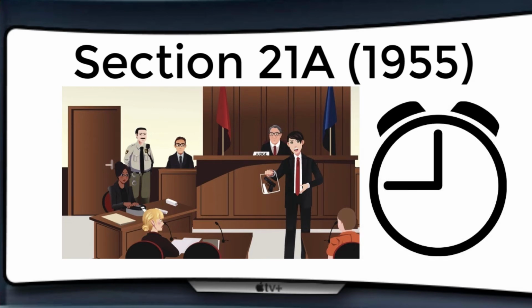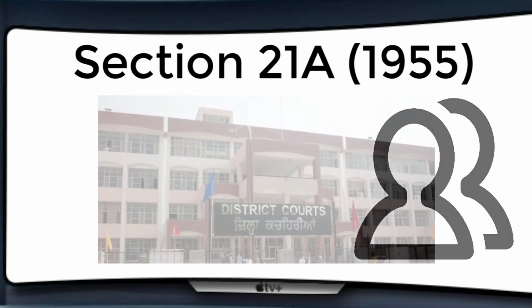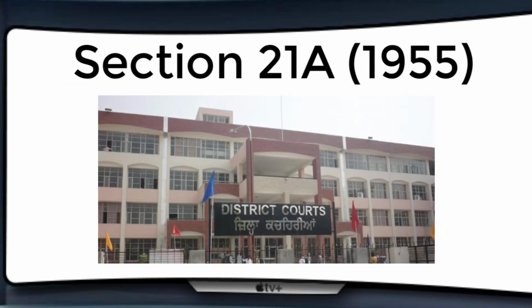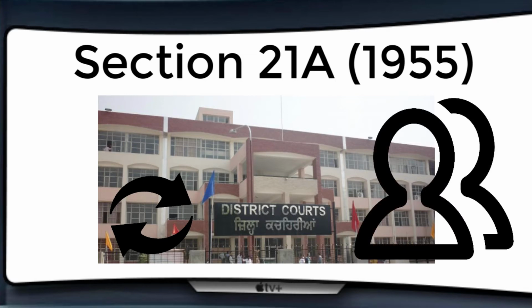Okay. And secondly, if the same petitions are presented to different district courts, then what could be done? The petition which is presented later shall be transferred to the district court in which the earlier petition was presented. And both the petitions shall be heard and disposed of together by the district court in which the earlier petition was presented.